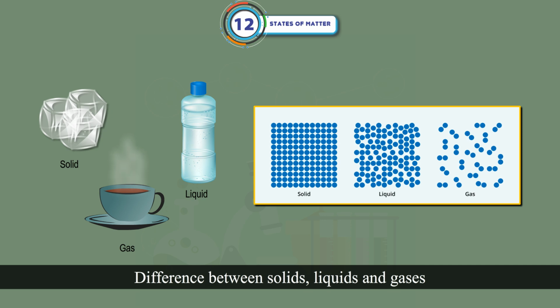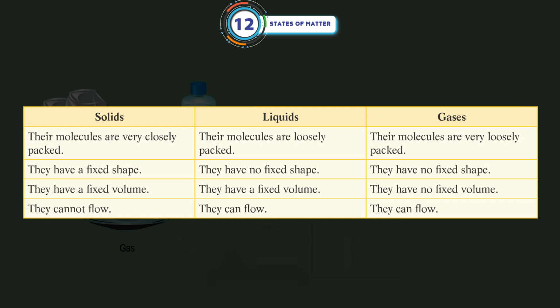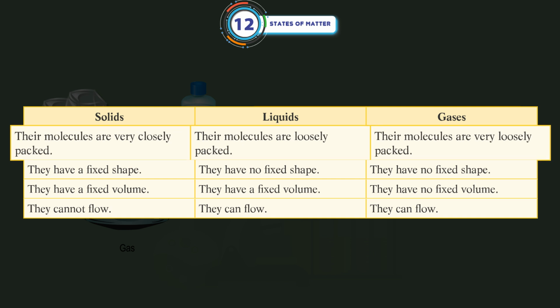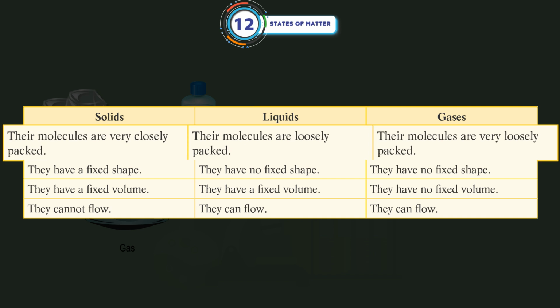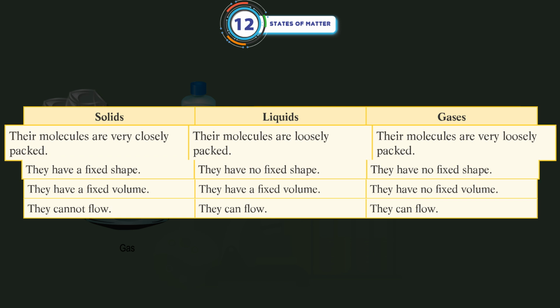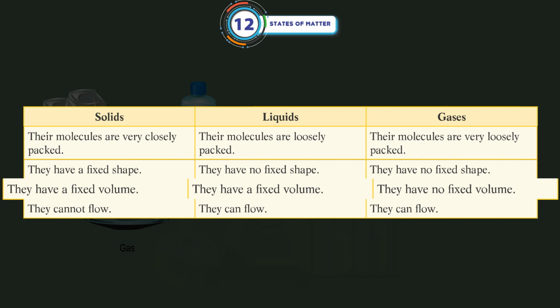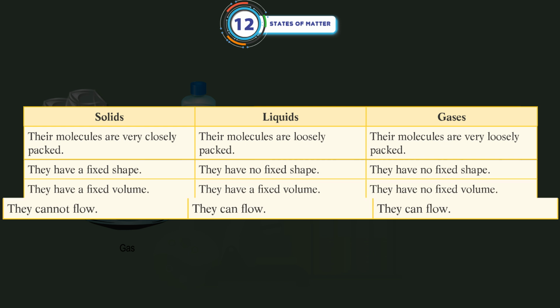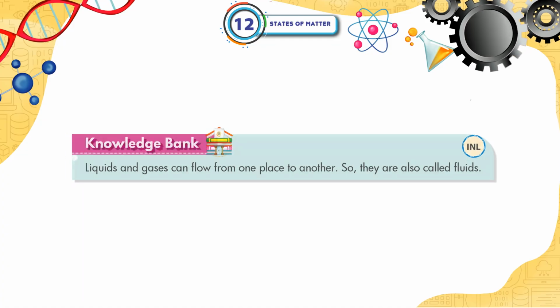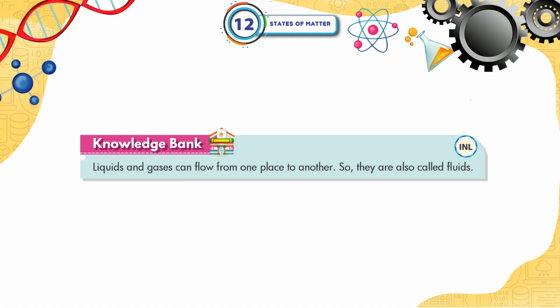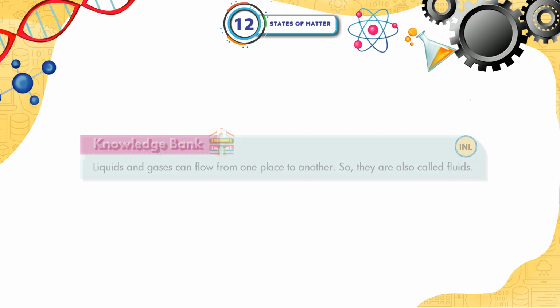Difference between solids, liquids, and gases. Solids: their molecules are very closely packed. Liquids: their molecules are loosely packed. Gases: their molecules are very loosely packed. Solids have a fixed shape. Liquids and gases have no fixed shape. Solids and liquids have a fixed volume. Gases have no fixed volume. Solids cannot flow. Liquids and gases can flow. Knowledge bank. Liquids and gases can flow from one place to another, so they are also called fluids.